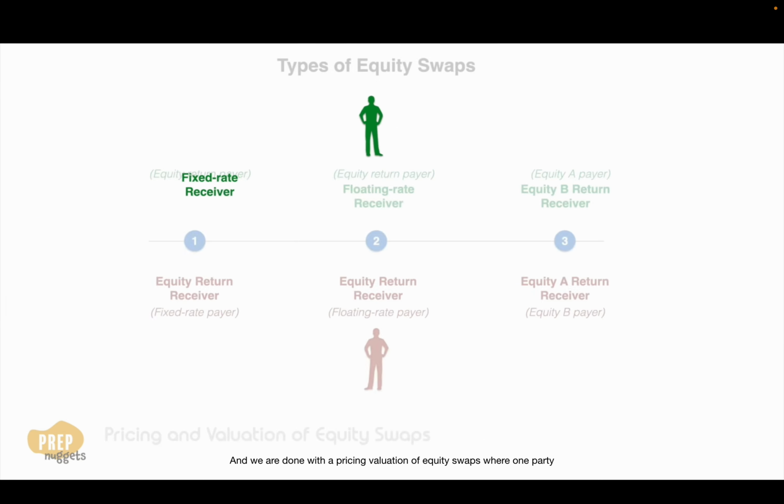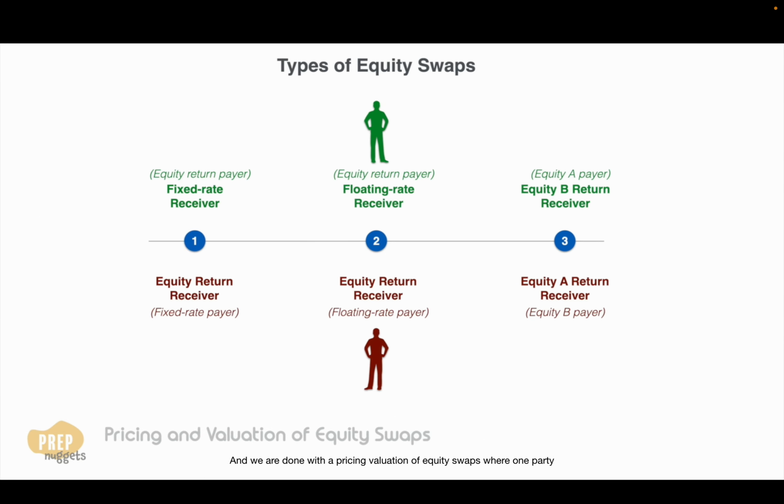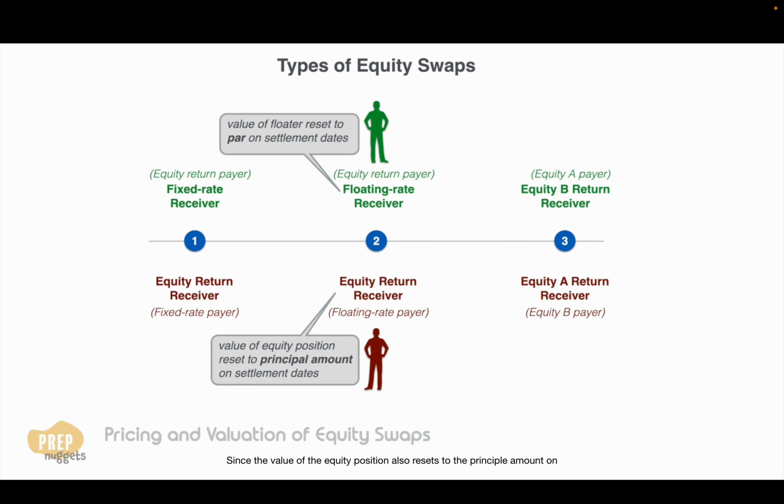And we're done with the pricing evaluation of equity swaps where one party receives equity return and the opposite party receives fixed interest. We'll not go through the second type where the opposite party receives floating rate interest, as it is straightforward and we've learnt the pricing and valuation of the floating rate leg in the last lesson. Essentially, you should remember that the value of the floater resets to par at initiation and on settlement dates. Since the value of the equity position also resets to the principal amount on these dates, the value of the swap on these dates is essentially zero.